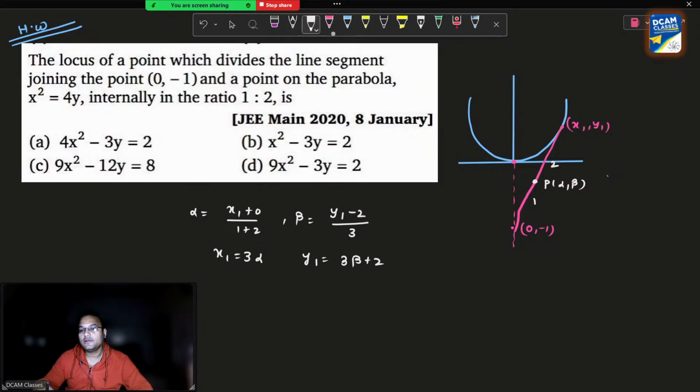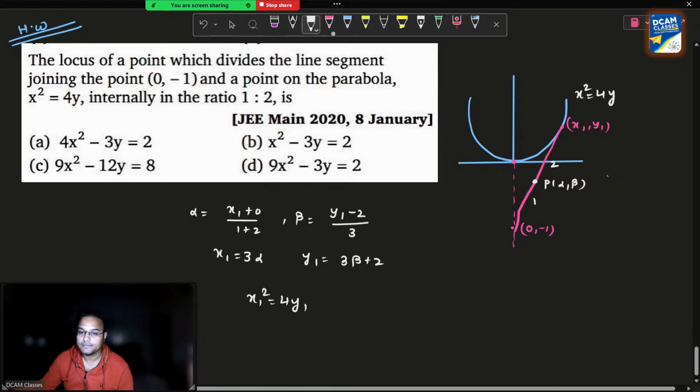See, how do you find out the locus? Because you have found out x1 and y1 in terms of alpha and beta. This (x1, y1) lies on the parabola x square is equal to 4y, so it should satisfy it, na? Any point which is lying on the curve should satisfy it. So that means x1 square should be equal to 4y1. So (3 alpha) whole square is equal to 4 into (3 beta plus 2). 9 alpha square is equal to 12 beta plus 8.